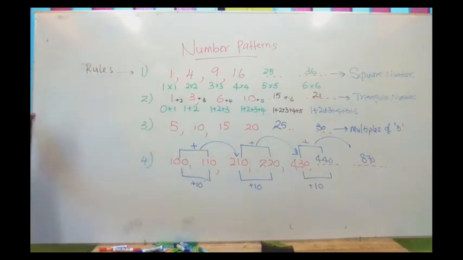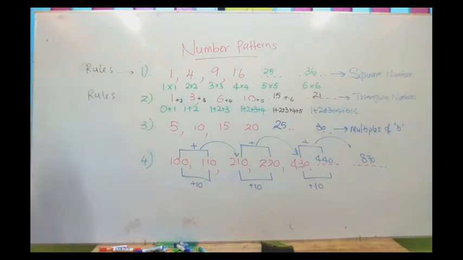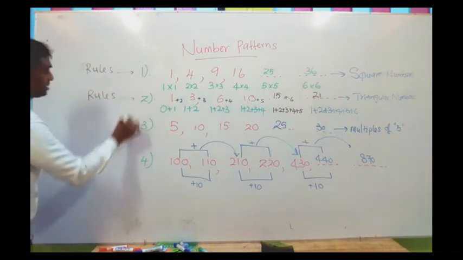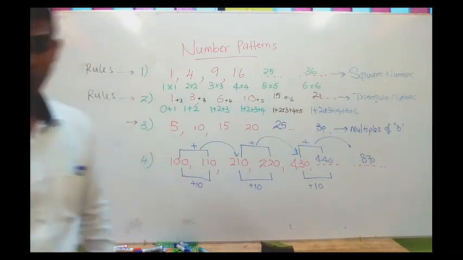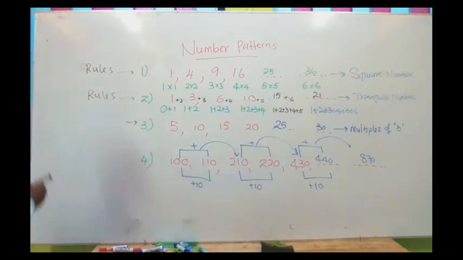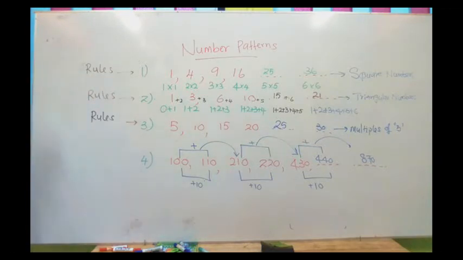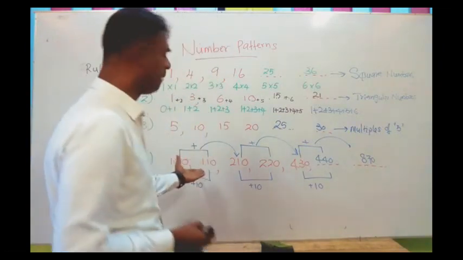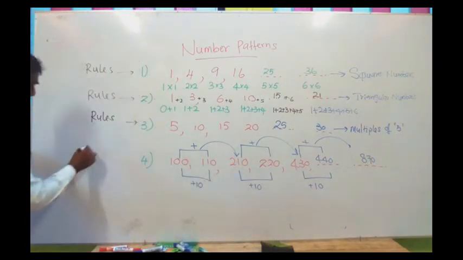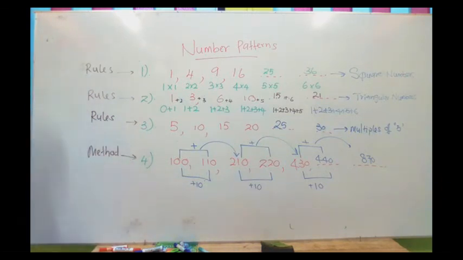This is by rule. Next, the triangular number is also created by a rule. Next, multiples of 5. You know that multiples of 1, multiples of 2, multiples of 3, all multiples, there is a rule. What is not a rule? This is not a rule. This number pattern is created by using a method.